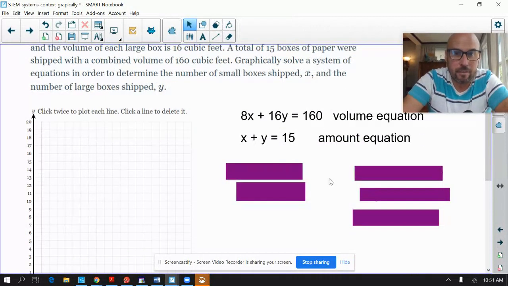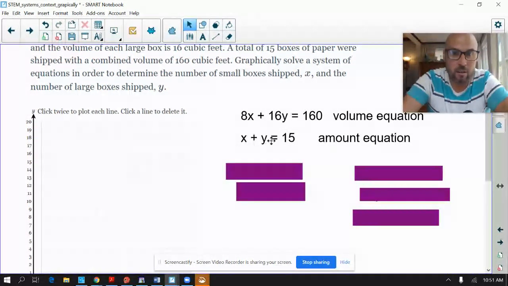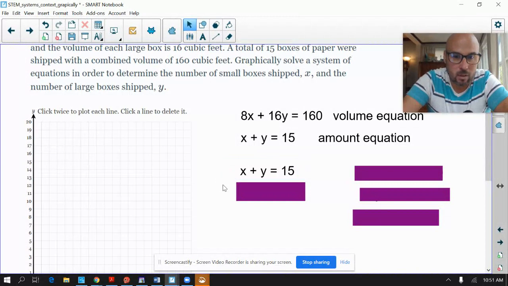And then we have to graph these. Well, we're going to graph in mx plus b form. So we're going to convert both of these to y equals mx plus b. Starting with the second one, this is a one-step problem. You just subtract x on both sides and you get y equals negative x plus 15. So I got a y-intercept of 15, slope of negative 1. The slope is not negative 1x. The slope is a number. The slope is negative 1 here.